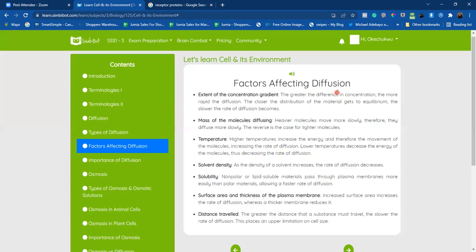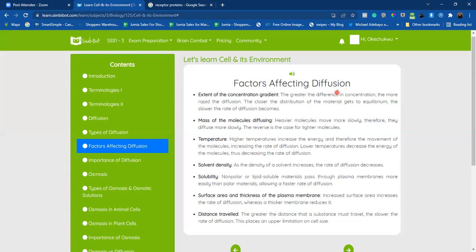Provided that there is a region of higher concentration, diffusion will always happen. The higher the concentration, the higher the diffusion. The lower the concentration, the slower the rate of diffusion. For the mass of the molecules diffusing, the higher the mass, the slower the diffusion. The lighter the mass, the faster the diffusion.